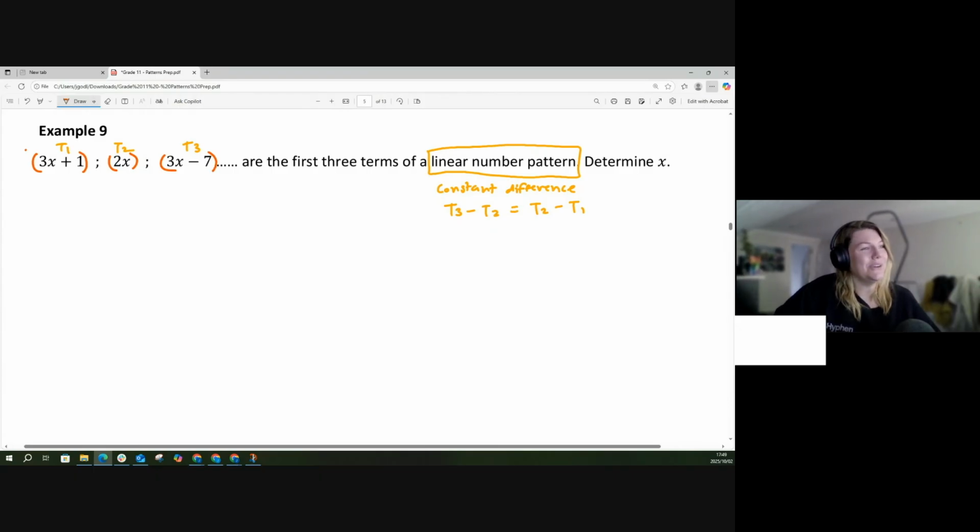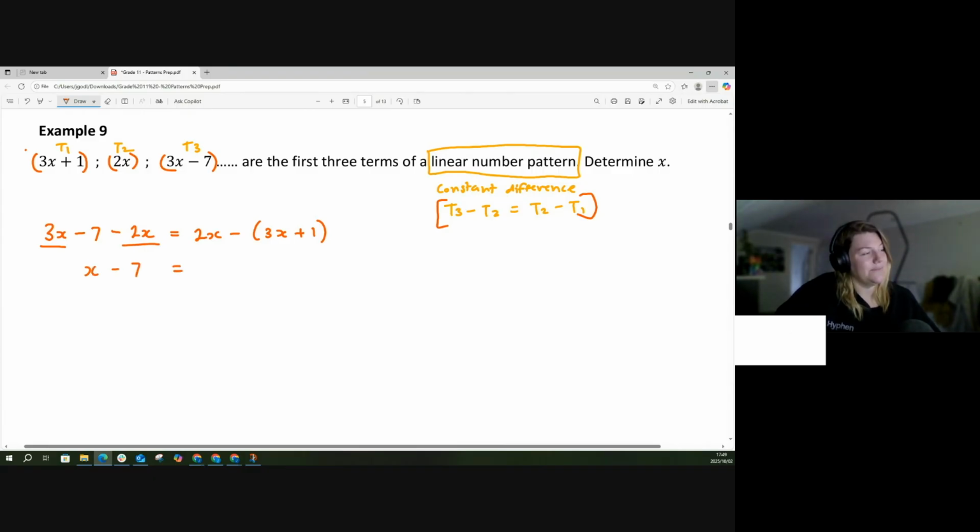Okay, so we're going to follow on from this. So we're going to say term 3 is 3x minus 7 minus 2x, and we're saying that that's equal to 2x minus (3x plus 1). So I'm just going to simplify this side. I've got 3x minus 2x, which is just going to give me x minus 7. And then over here, I have 2x minus 3x minus 1. So I have x minus 7 on the left and negative x minus 1 on the right.